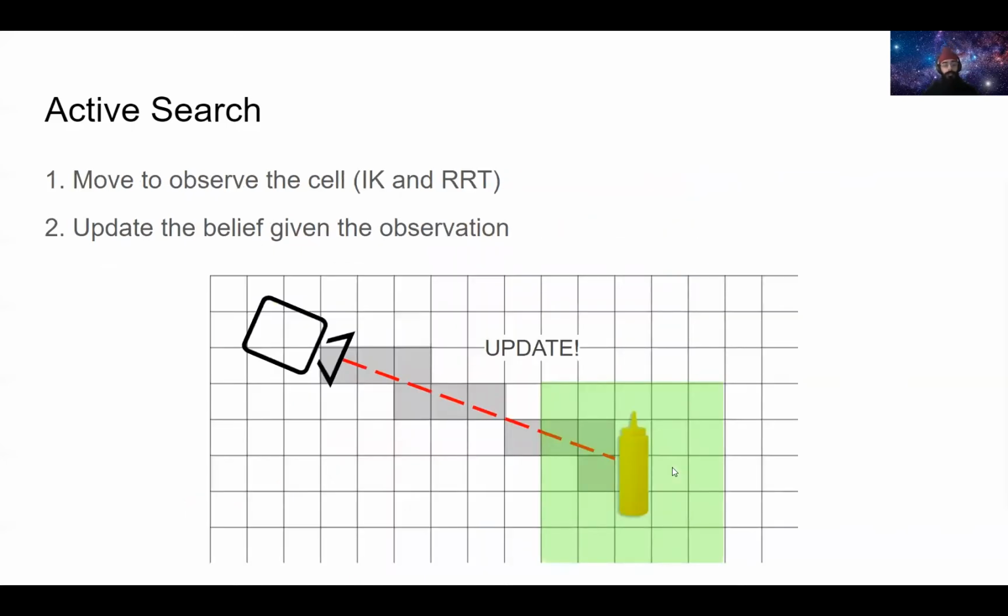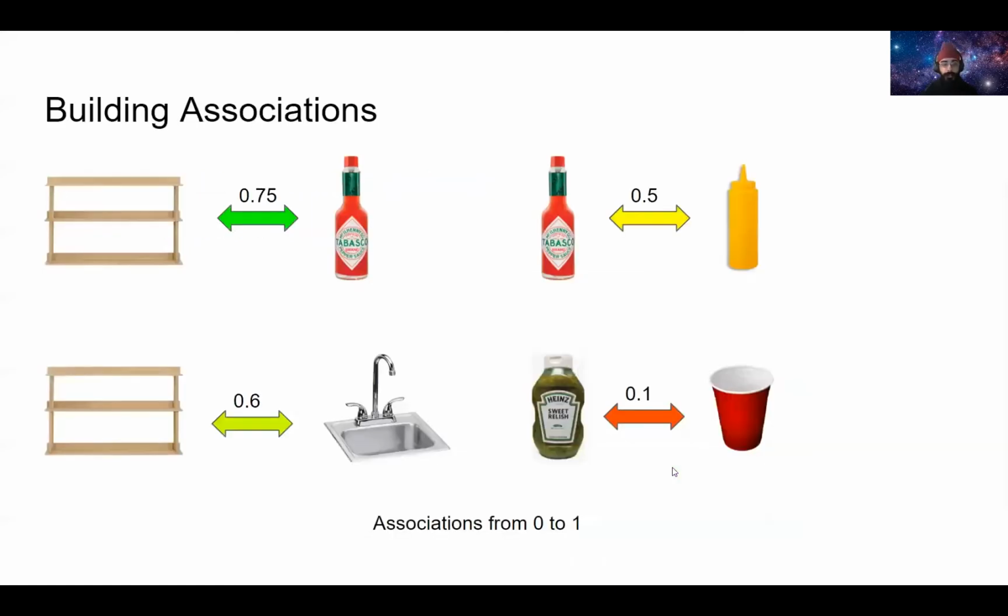And so what our robot does, until the target is found, is choose a cell to move to and observe using IK and RRT, and then it will make an observation and then update the belief. For example, if the robot sees an associated object, it will increase the belief values, and if the robot sees an object that is unassociated or it sees empty cells, it will decrease the belief values at those locations.